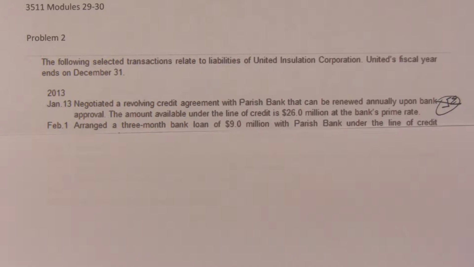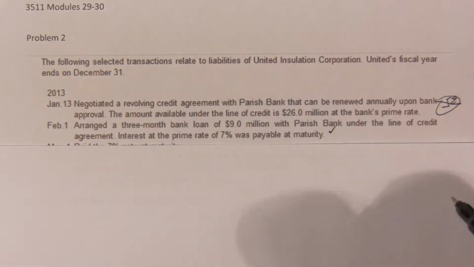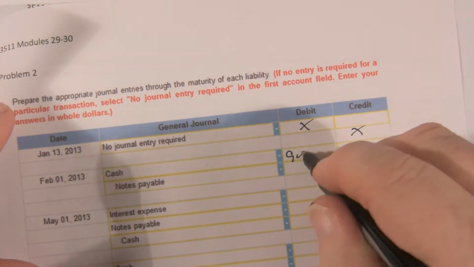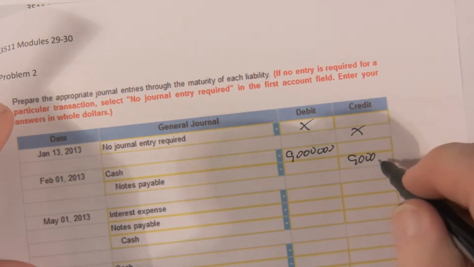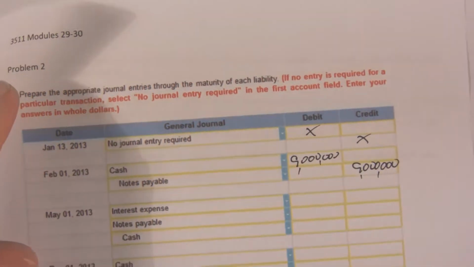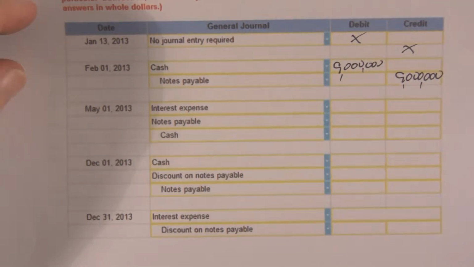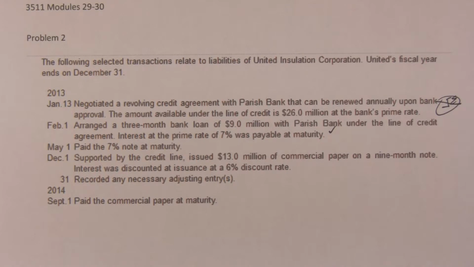Arranged a 3-month loan under the line of credit, interest was prime at maturity. So how much did they borrow? 9 mil. So cash and credit note payable. Now remember, we're borrowing the money. We are the issuer of the note. The issuer of the note is the borrower. Okay, so let's see what else we have to do.